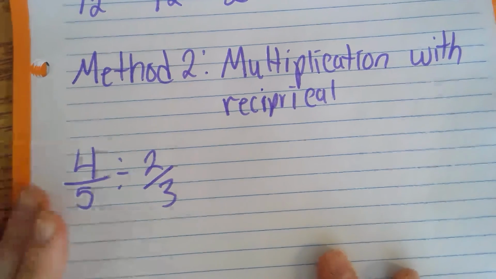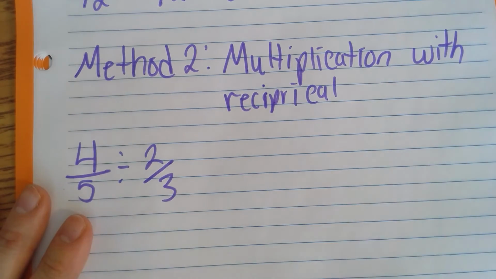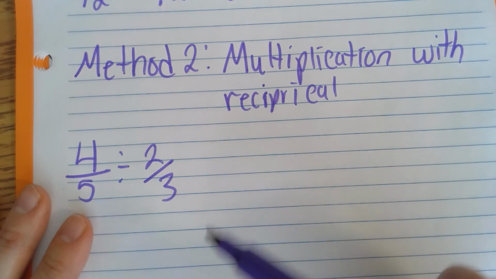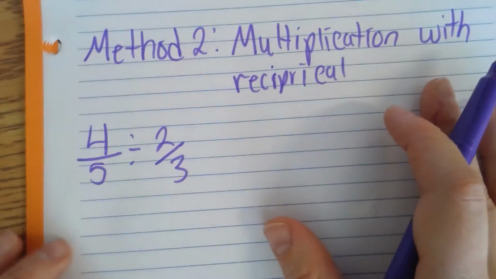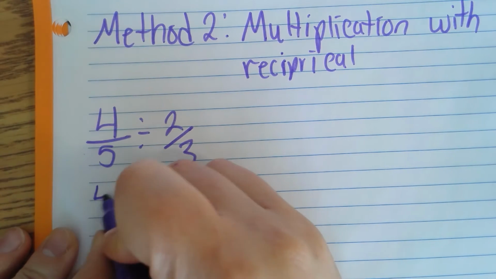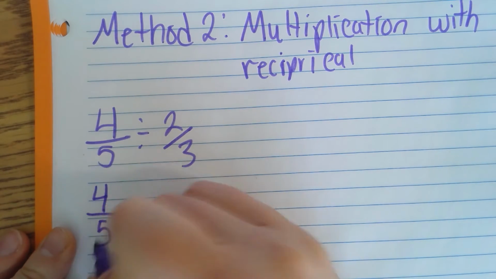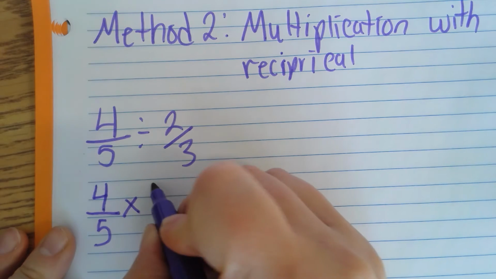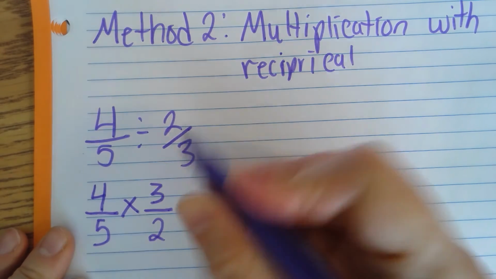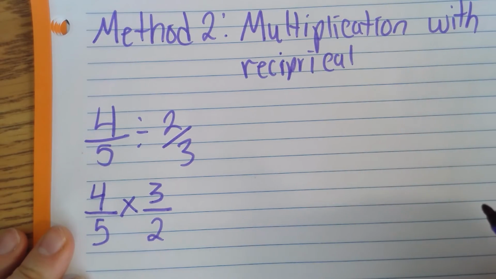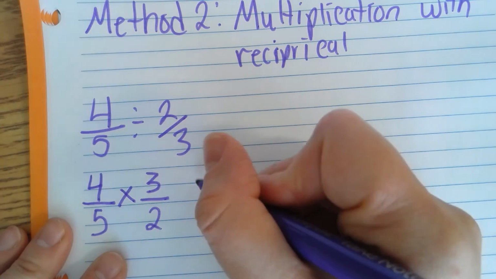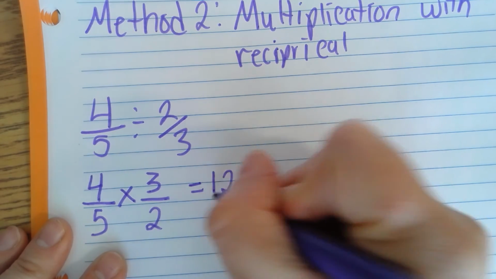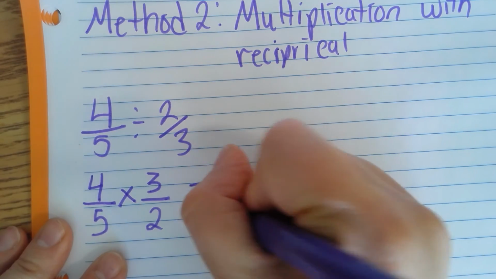The reciprocal would be the number or the fraction that I would multiply this fraction by and have it equal 1. So it's basically the same fraction, just flipped. So since I'm going to multiply by the reciprocal because it is the opposite, this changed to multiplication. So 4 times 3 is 12. 5 times 2 is 10.